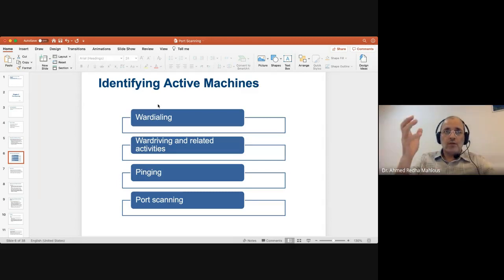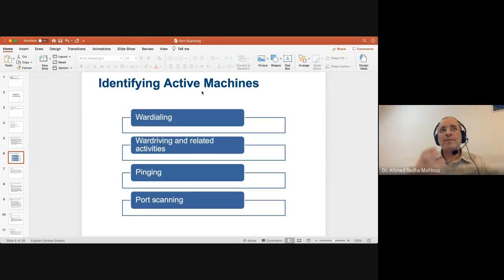So by knowing the active machines, you get directly to your objective, and you try to penetrate and attack those machines. So it is very important to identify the active machines.